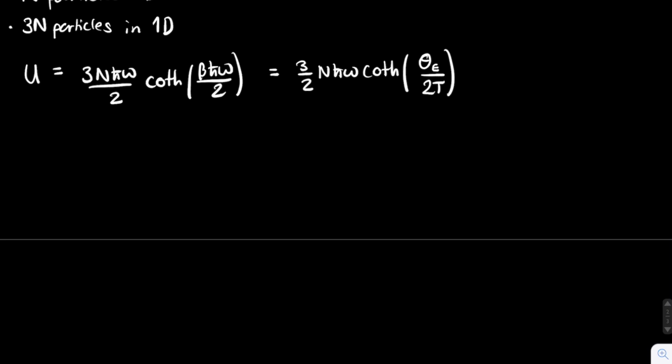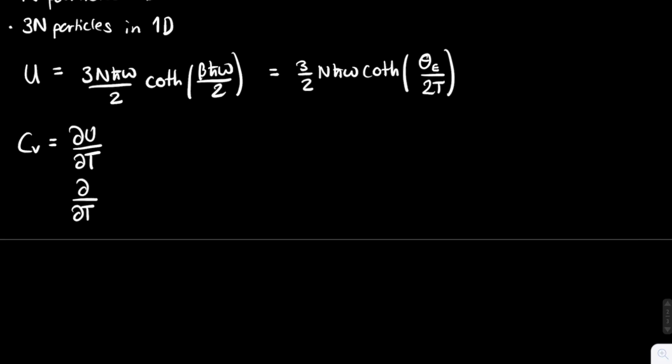What would be useful is to use this form right here of the internal energy, because the heat capacity, if you remember, is dU/dT. So it's better to have the internal energy as a function of temperature rather than as a function of beta. The reason we used beta before is that the magic box relations made it easier, but the heat capacity is just easier with this form. So let's take the derivative of U with respect to T.